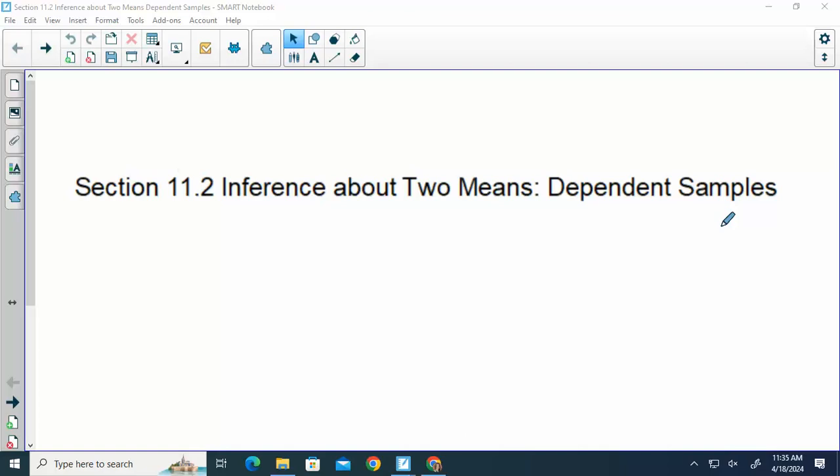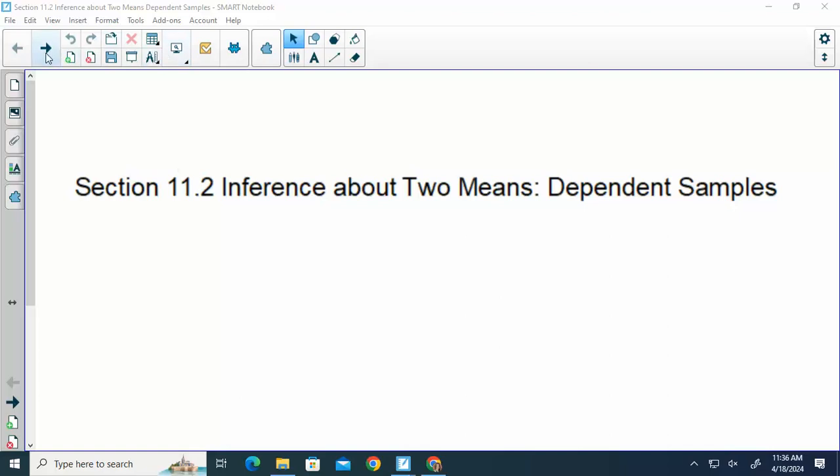They're related in some way. So it might be like a pre-test and a post-test. I'm taking your score from two different assessments, so I'm comparing you to yourself. It might be that I give you a partner to study with for a test, and then I'm going to compare you and your partner on something. So in some way, those values are linked together, okay?